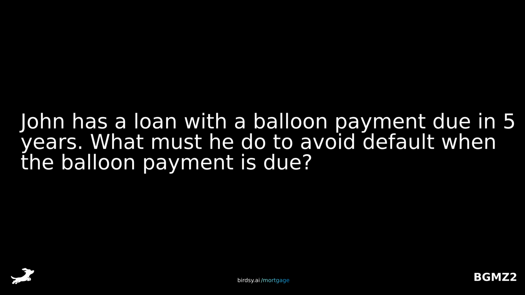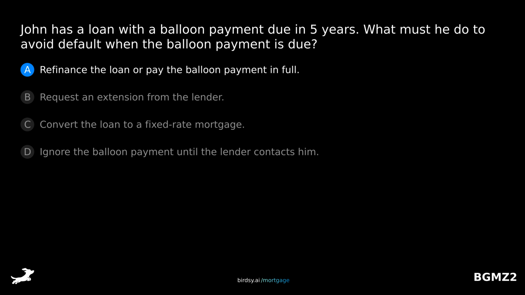John has a loan with a balloon payment due in 5 years. What must he do to avoid default when the balloon payment is due? Is it A. Refinance the loan or pay the balloon payment in full, B. Request an extension from the lender, C. Convert the loan to a fixed-rate mortgage, or D. Ignore the balloon payment until the lender contacts him?